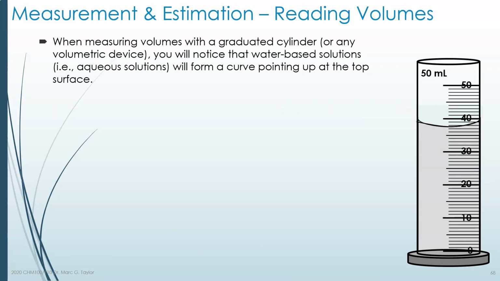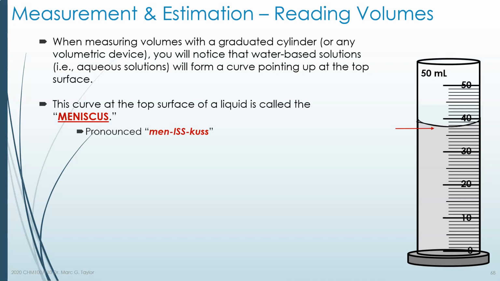And with that, we'll look at another situation here with volumes. And volumes are slightly trickier. Volumes are typically measured in the lab with a graduated cylinder. This is a cylinder marked in gradations, steps, that tell you the volume to a reasonable degree of precision. And whenever you have a solution in a cylinder, you'll notice the top surface forms a curve. Typically, if this is a water-based solution, an aqueous solution, this curve will be pointing up. In other words, the lowest point of the curve will be in the center of the curve. And we have a name for this curve.